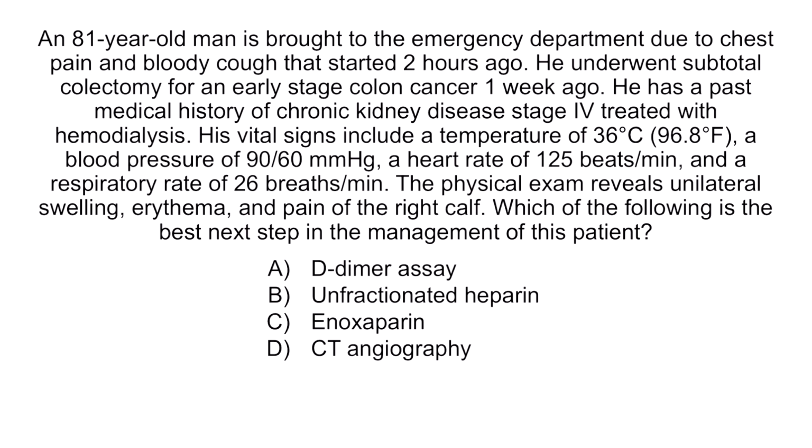A. D-dimer assay. B. Unfractionated heparin. C. Enoxaparin. D. CT angiography. This patient presents with bloody cough and chest pain. Let's calculate his modified Wells score for pulmonary embolism. He has signs and symptoms of deep venous thrombosis, namely unilateral swelling, erythema, and pain of the right calf. These symptoms give him 3 points.